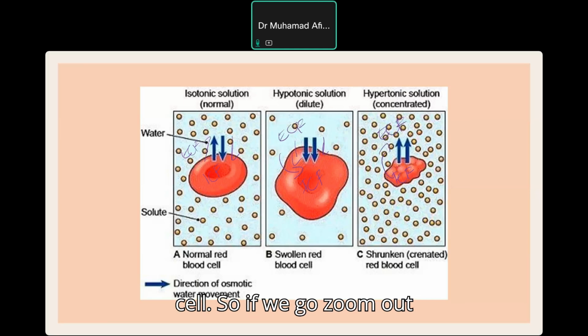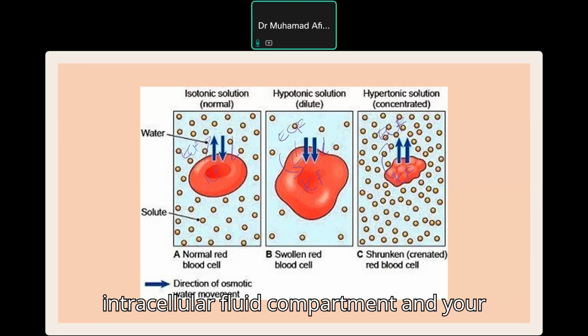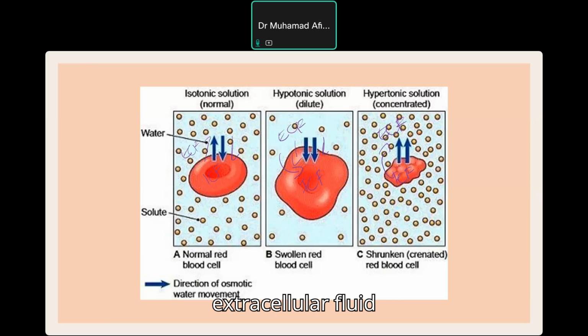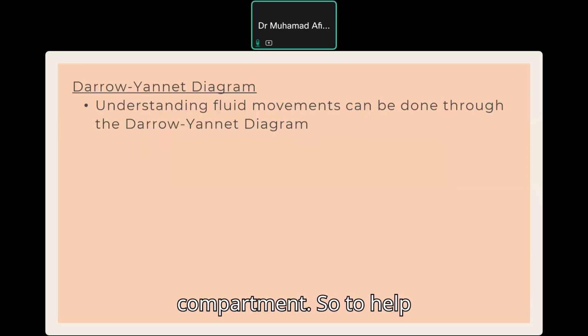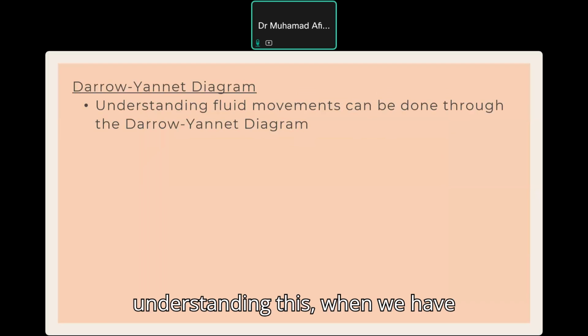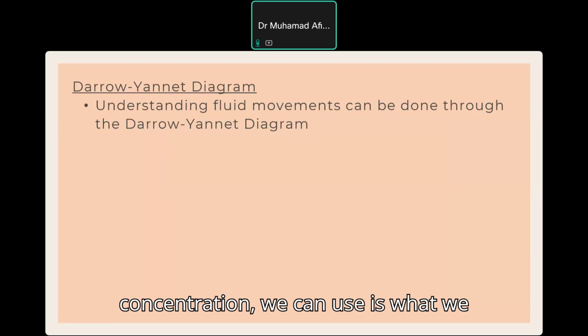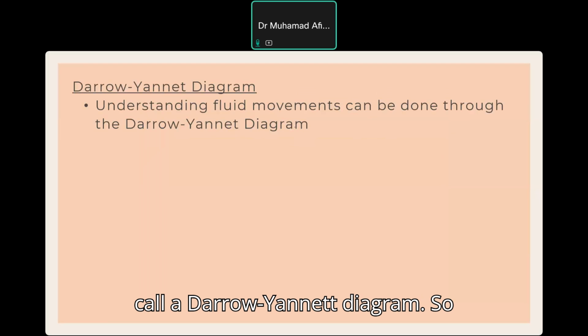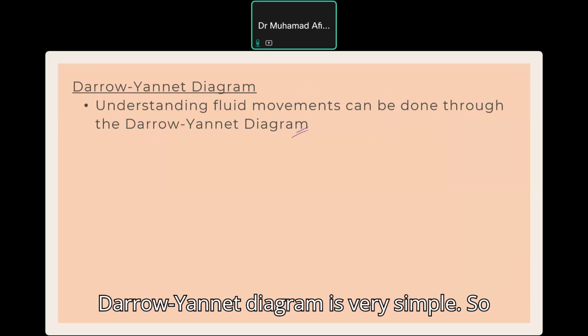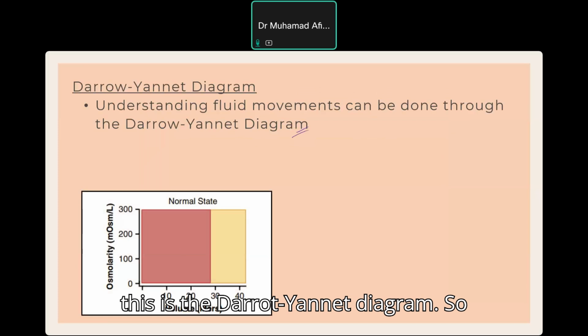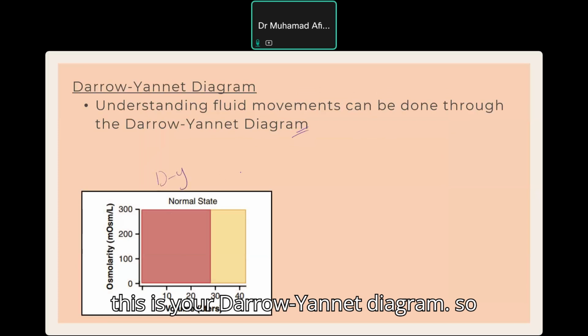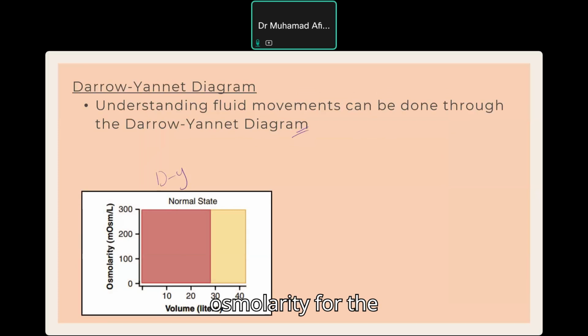If we zoom out into the bigger view, you have the movement between your intracellular fluid compartment and your extracellular fluid compartment. To help understand this, when we have different conditions that affect fluid concentration, we can use what we call a Darrow-Yannet diagram. The Darrow-Yannet diagram is very simple. You can see here that you have osmolarity on the y-axis, and on the x-axis you have the volume of fluid.